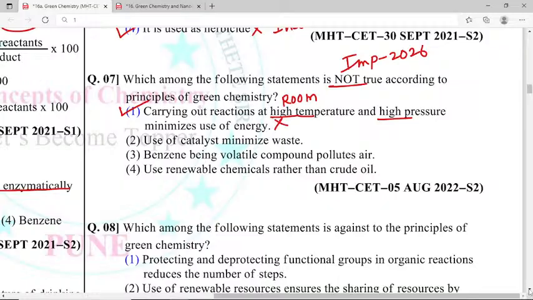Use of catalyst minimizes the waste. Yes, it is correct. Benzene being a volatile compound pollutes the air. Correct. Use renewable chemicals rather than crude oil. Yes, it is correct.